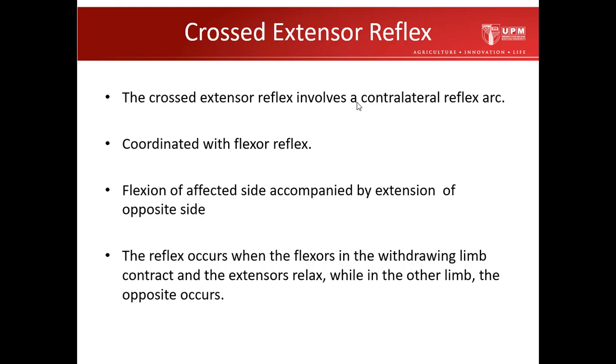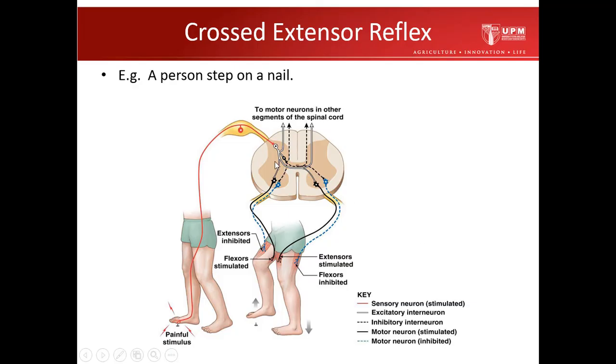So let's see one example of cross-extensor reflex. Here is an example. Okay, a person steps on a nail. So when you step on a nail, the flexor reflex will pull the affected foot away from the ground, while the cross-extensor reflex straightens the other leg to support your body. So in the cross-extensor reflex, the interneuron responding to the pain actually crosses to the other side of the spinal cord. Here, they stimulate the motor neuron that controls the extensor muscle of the uninjured leg. As a result, your opposite leg is straightened to support the shifting weight so you are not falling down.